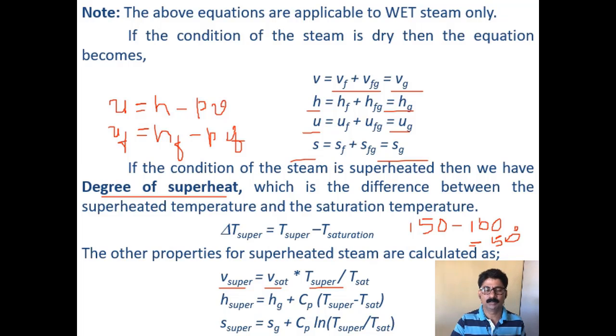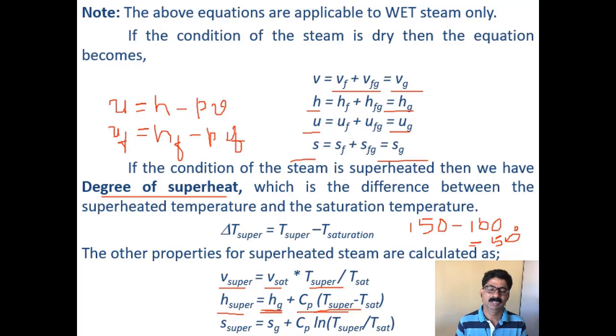Now for H super, that is the enthalpy of the superheated steam, you know that to become superheated, first it has to become dry steam or saturated vapor. So the enthalpy of dry steam or saturated vapor is Hg. Whatever enthalpy increases further, because enthalpy is nothing but Cp into delta T, the enthalpy of the superheated part is Cp into delta T, which is T super minus T saturation. Here Cp is the specific heat of the vapor. Very, very important, specific heat of vapor. So Hg is the enthalpy till saturated vapor, and for the superheated portion the enthalpy change is Cp delta T, which is T super minus T saturation.